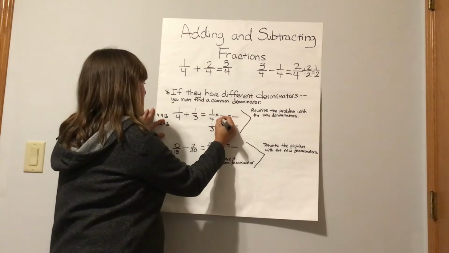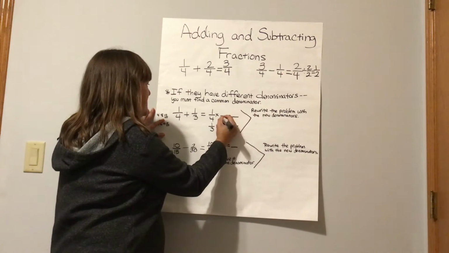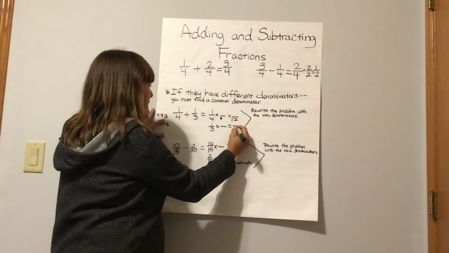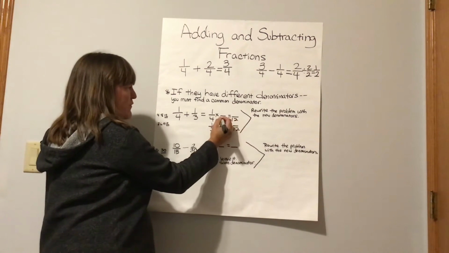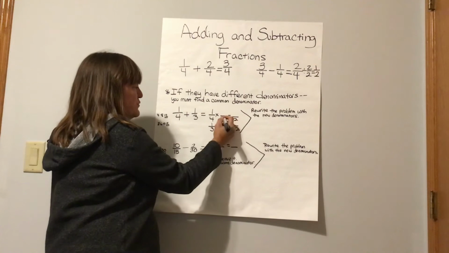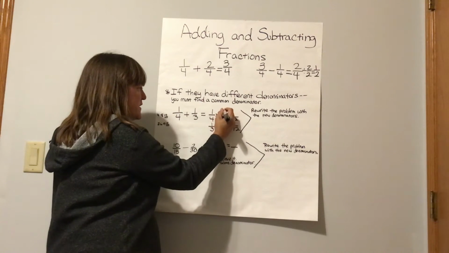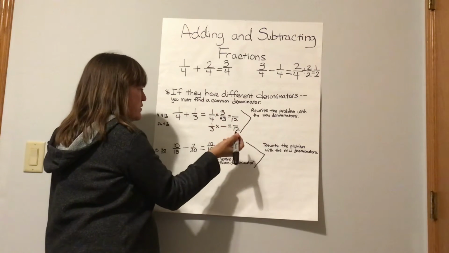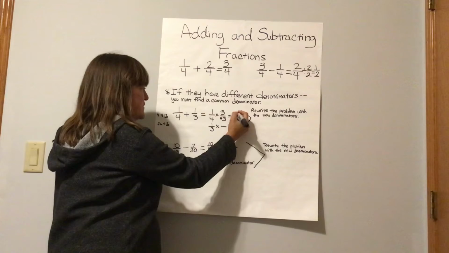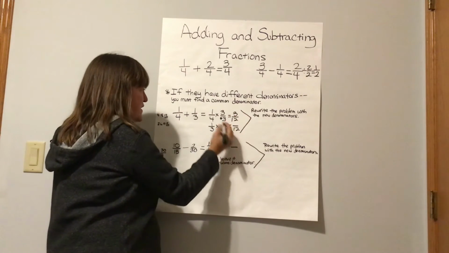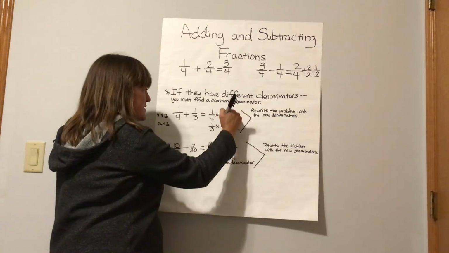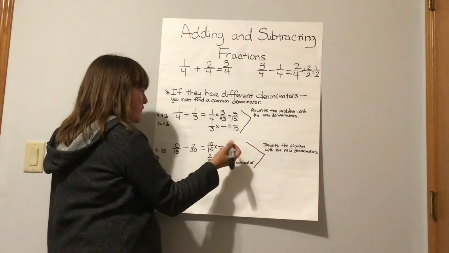Anyways, okay, so what am I gonna multiply 4 by to get 12? So 4 times 3 will give me 12. So if I multiply the denominator by 3, I need to multiply the numerator by 3. So 1 times 3 is 3. So this 1/4 is now 3 over 12.